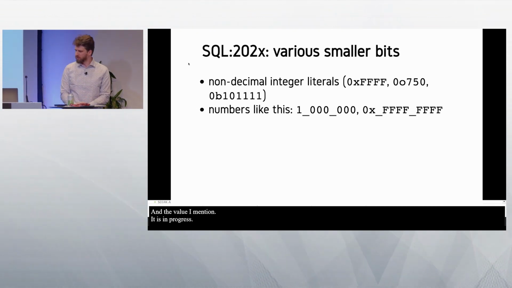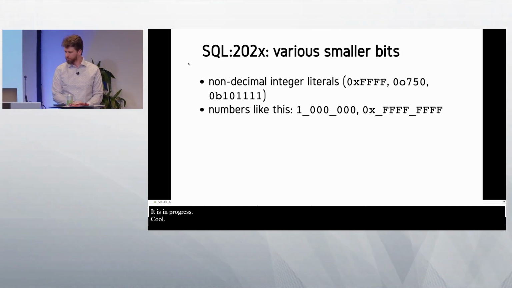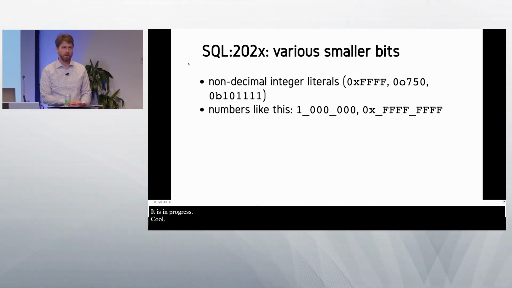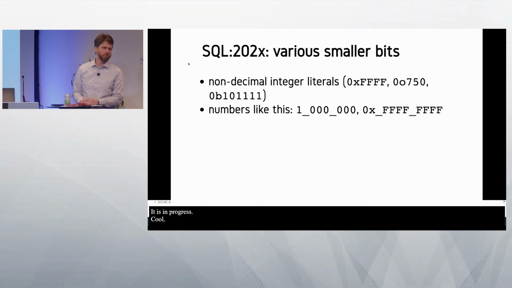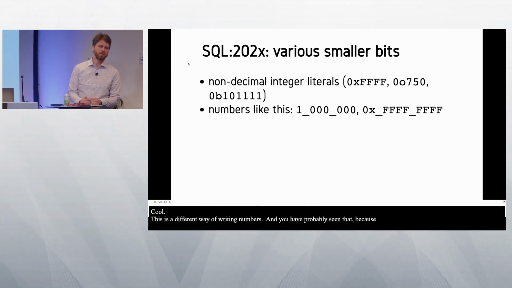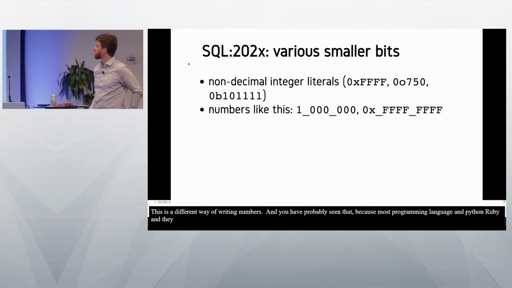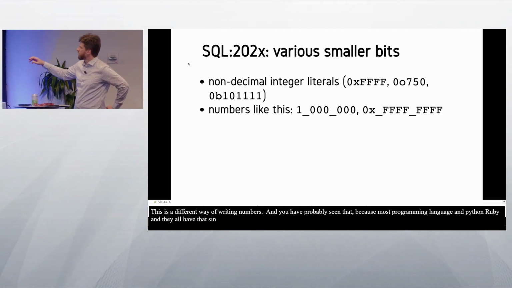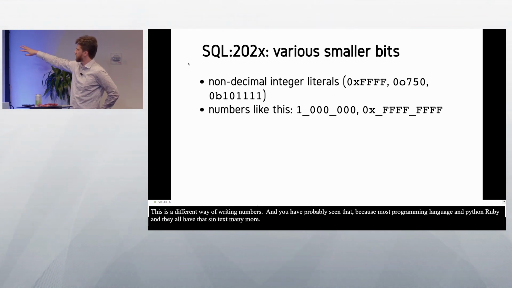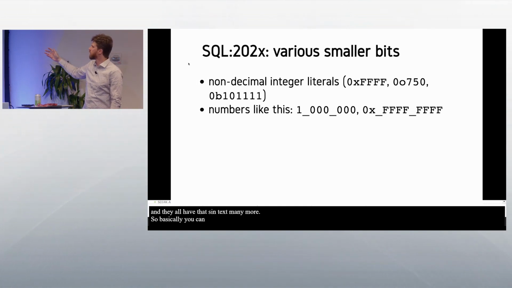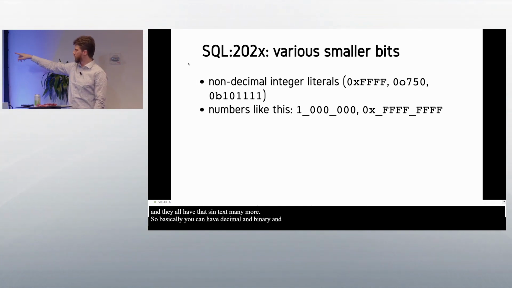And this one, I think this is kind of cool, that you can write these different ways of writing numbers. If you've used any programming language in the last 10 years, you've probably seen that, because most programming languages nowadays can do stuff like that. Python, Ruby, Java, Go, they all have that kind of syntax, many more. There are 2 aspects to that. Basically, you can have hexadecimal, octal, and binary numbers, and you can have underscores to group numbers.